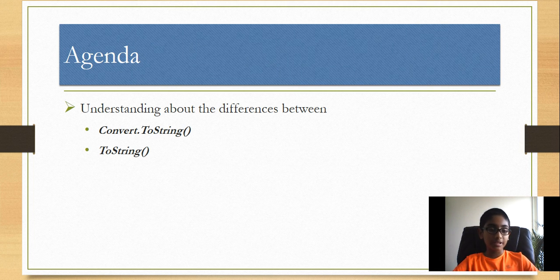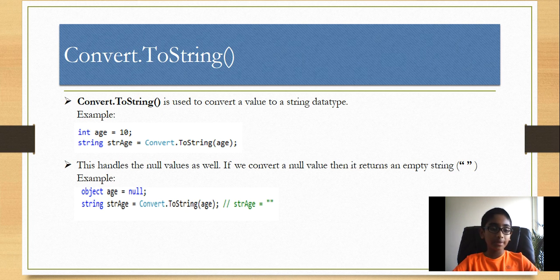What I'll do first is talk about Convert.ToString. You've already learned about the Convert class in my last video. Convert.ToString is used, of course, to convert a value to a string data type. For example, here I'm assigning the value 10 to an integer variable, and then I'm declaring a string variable and assigning it the value of our age, but using the Convert class.